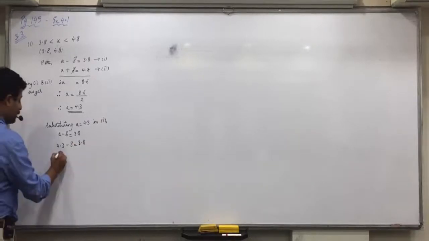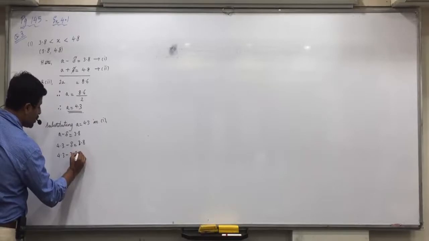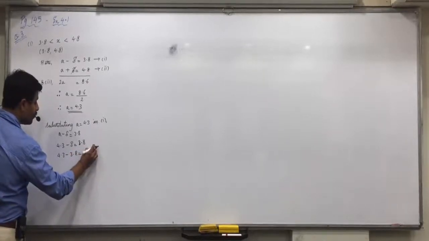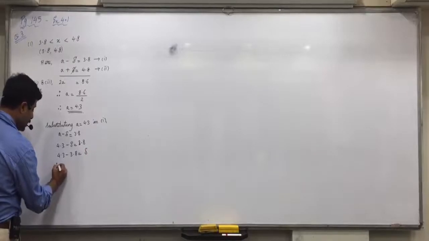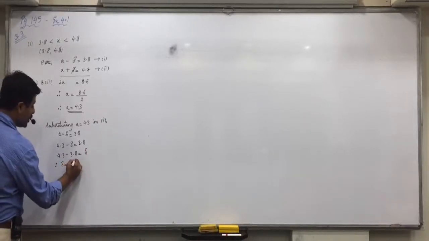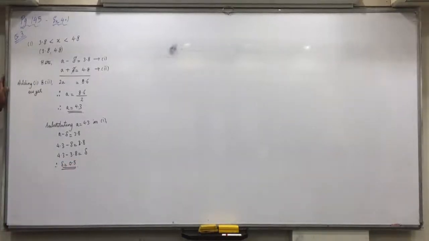3.8 on the left side will become minus, and minus delta on the right side will become plus. So delta is equal to 4.3 minus 3.8, that is 0.5. Raise your hand if you are not clear up till here. Now once a and delta are obtained, can we express the modulus and neighborhood form or not?